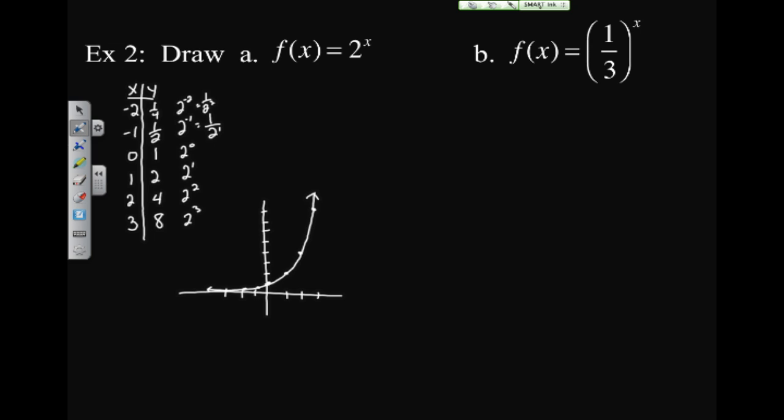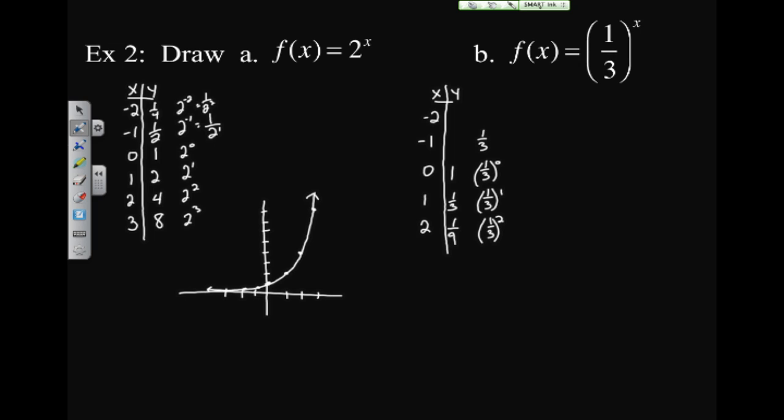Now let's take a look at another example: 1/3 to the x power. Once again, we're going to keep our values relatively close to 0. So negative 2, negative 1, 0, 1, and 2. If we have 1/3 to the second power, 1/3 times 1/3 is 1/9. Then 1/3 to the first power is 1/3. 1/3 to the 0 power is 1.